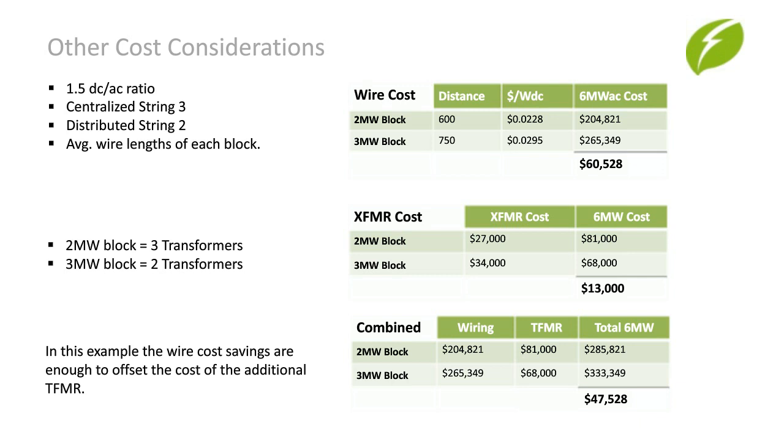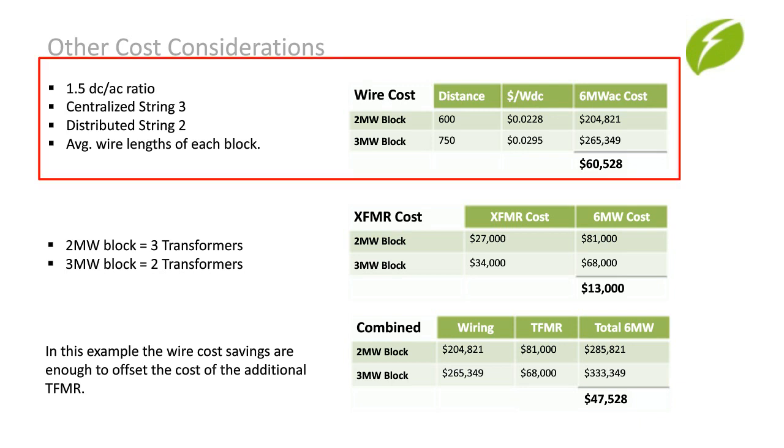The first is a 2 megawatt block using a centralized string architecture that has a standard string combining wire box. This was system 3. The average wire distance for a 2 megawatt block in this system is 600 feet. The second was a 3 megawatt block using a distributed string architecture, which was system 2. The average wire distance for this 3 megawatt block is 750 feet. Using a 1.5 DC to AC ratio, we have the wire cost in the right column of the top chart. The 2 megawatt block ends up being about $60,000 less in wiring cost alone.